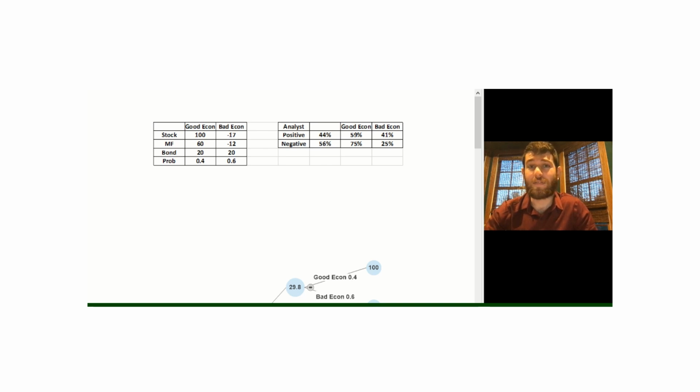Today, we're going to talk about a very important aspect of business known as EVSI. EVSI stands for Expected Value of Sample Information.